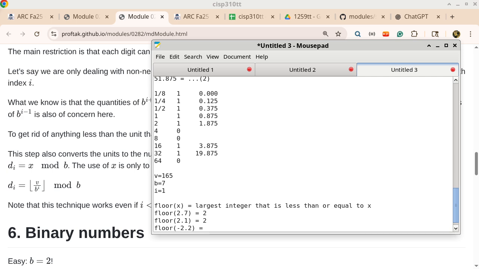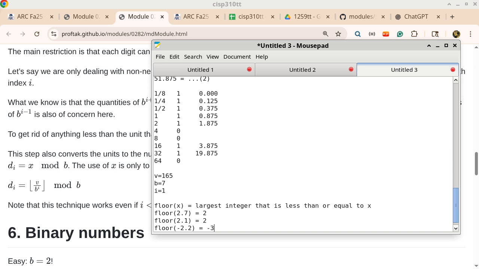So don't go by your intuition, go by the definition. Negative 3, that is correct. It's not negative 2 because negative 3 is the largest integer that is less than or equal to negative 2.2 in this case. Negative 2 is greater than negative 2.2. Negative 3 is less than negative 2.2. So it is important to make that distinction.